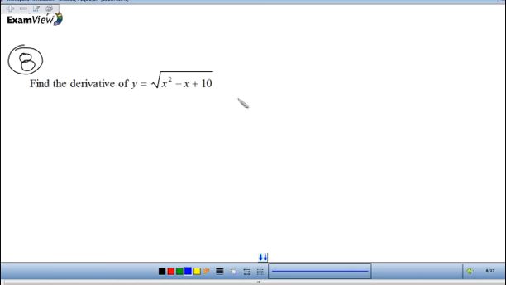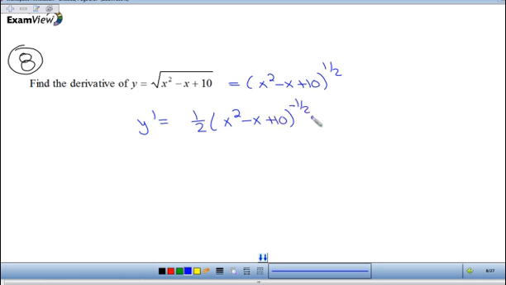Okay, so find the derivative. So once again, we're going to rewrite this as x squared minus x plus 10 to the 1/2. So the derivative is going to use the chain rule. So 1/2 times x squared minus x plus 10, subtract 1, times the derivative of the inside. So we're going to have 2x minus 1 over 2 square root of x squared minus x plus 10.